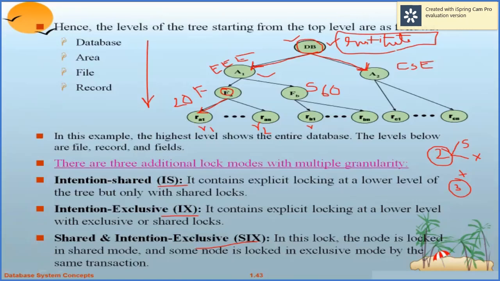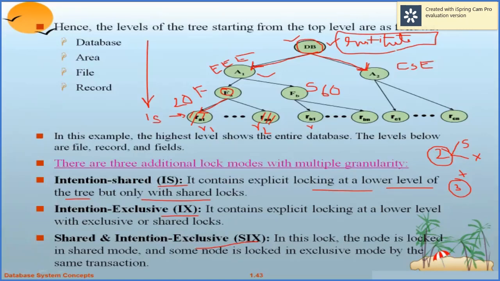When I impose an intention shared lock, it means locking at the lower level of the tree, but only with the shared lock. So you are trying to lock the lower level of the tree. Which is the lower level of the tree? That is the records. So this intention shared lock can be imposed on the lower level of the tree.